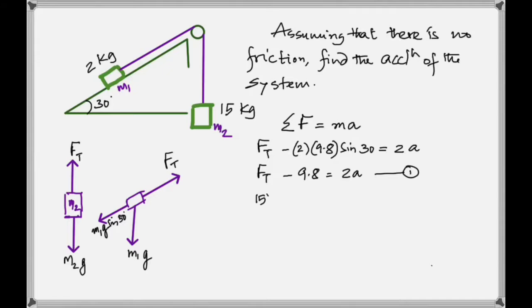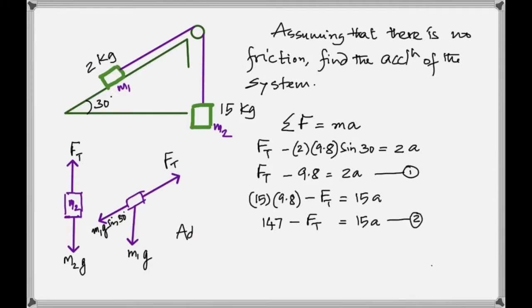Now considering the forces on M2, we have 15 times 9.8, which is its weight acting down, minus Ft, which is the tension in the string. So that should be equal to 15 times a. So we have our second equation.